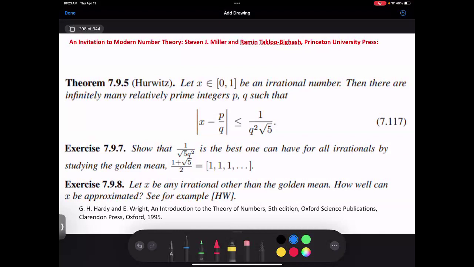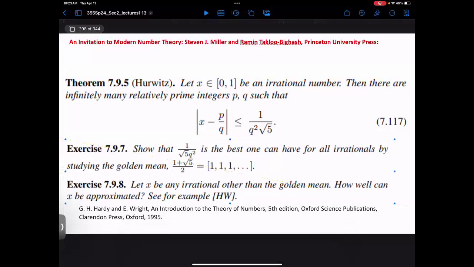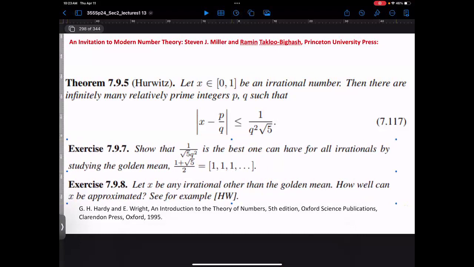So again, a lot of wonderful stuff going on here, but you can't do better than 1 over q squared root 5 infinitely often for all numbers. For some numbers, you can absolutely do better. But if you want a result that holds all the time, this is the best you can do. Okay.